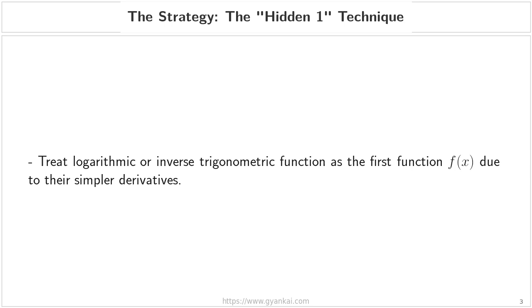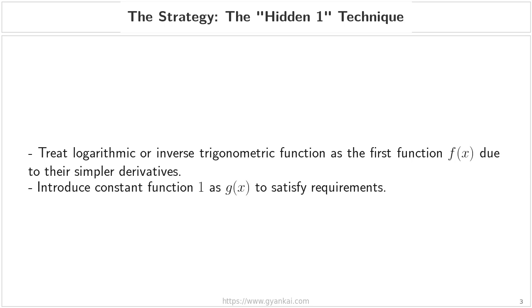Remember, the goal of integration by parts is to shift the integration to a simpler part of the expression, and these functions have simple derivatives. Next, we introduce a constant function, simply the number 1, as our second function, g of x. This might seem strange at first, but it's a crucial step. It satisfies the requirements of the integration by parts formula, and more importantly, it simplifies things dramatically.